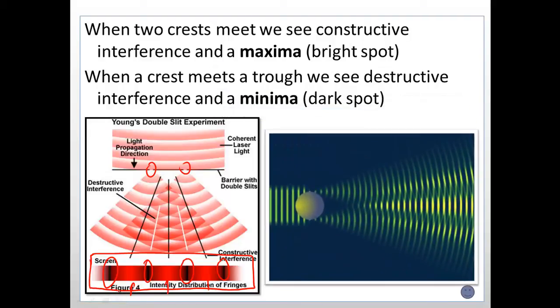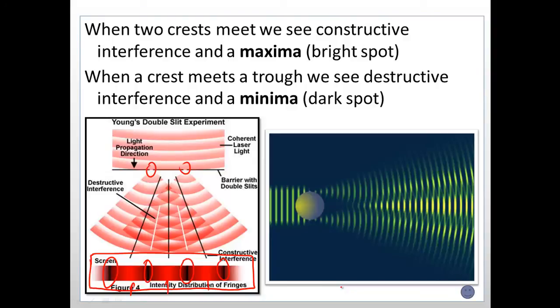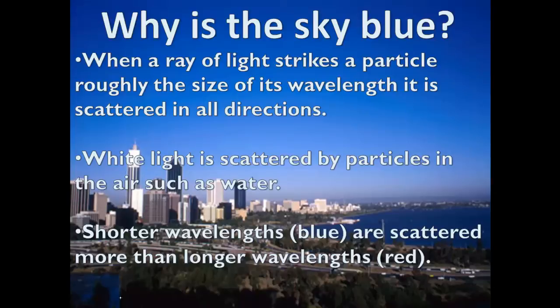Here's yet another idea of diffraction, except this time we're going around a spherical object, and in this case, if you take a look, we are still seeing these dark spots here, and we are seeing these really great bright spots right there. Again, diffraction in all sorts of different scenarios.